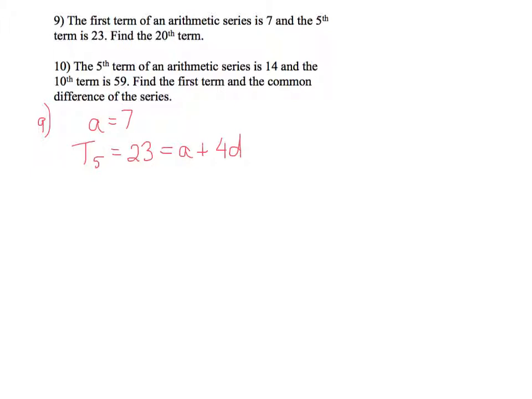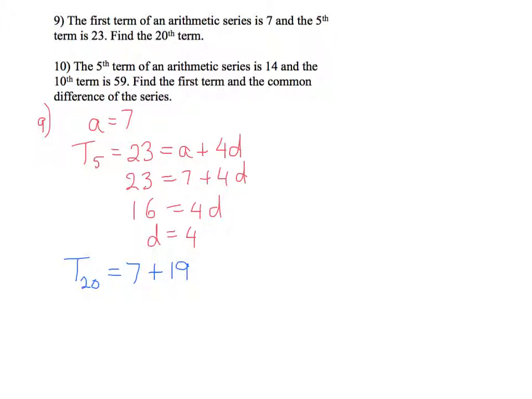Alright, so we can substitute A equals 7 here to find the common difference, and then we'll have both A and D, and then we can substitute into the nth term formula to find T20. So let's find D. 23 equals 7 plus 4D. Minusing 7 from both sides, we get 16 equals 4D, so D equals 4. Now let's find T20. That's A plus n minus 1, which is 19, times D. So 7 plus 19 times 4 is equal to 83. So the 20th term in that series is 83.